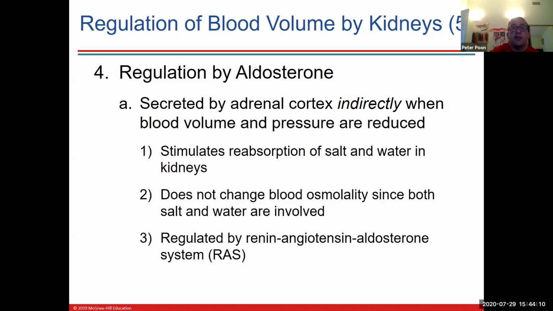Aldosterone is secreted by the adrenal cortex indirectly when blood volume and pressure are reduced, which stimulates the reabsorption of salt and water in the kidney. It's regulated by the renin-angiotensin-aldosterone mechanism, which is called either the RAA or the RAS, the renin-angiotensin system.